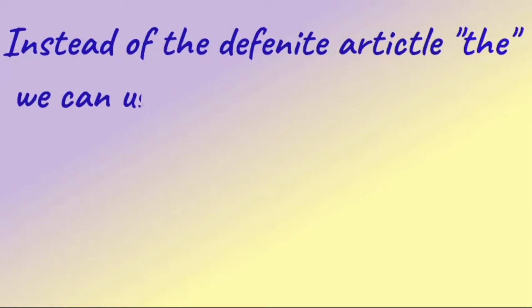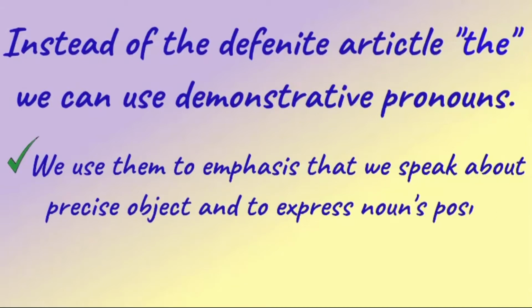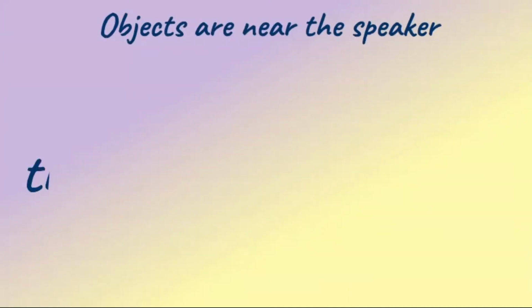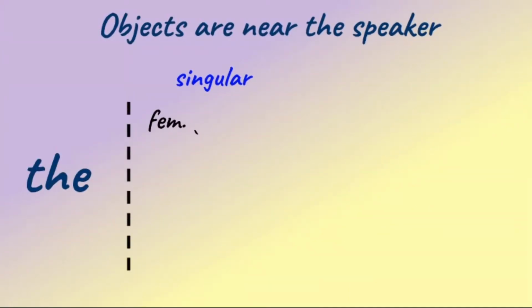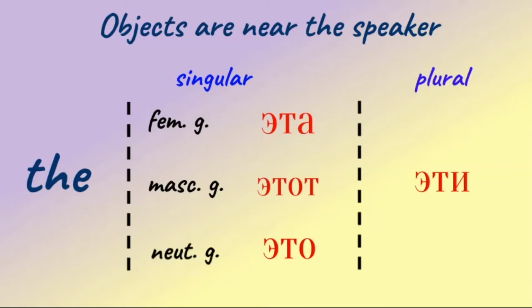Instead of the definite article "the", we can use demonstrative pronouns. We use them to emphasize that we speak about a precise object and to express the noun's position as near or far. Objects near the speaker: feminine gender – эта, masculine gender – этот, and neuter gender – это. And for plural nouns – эти. Эта, этот, это, эти.